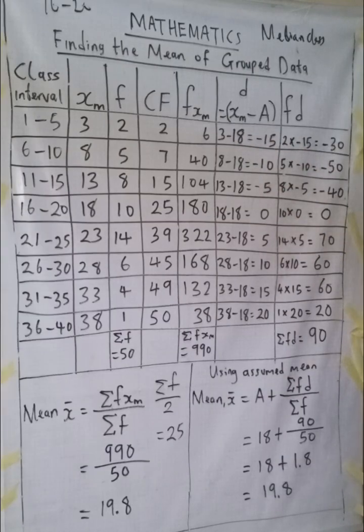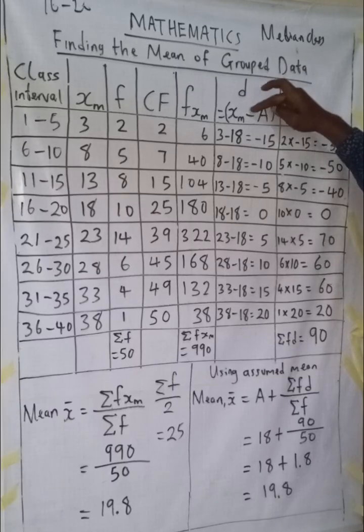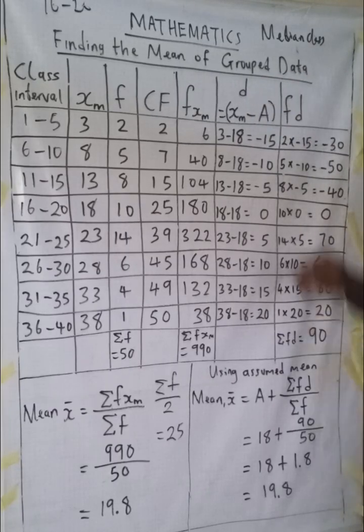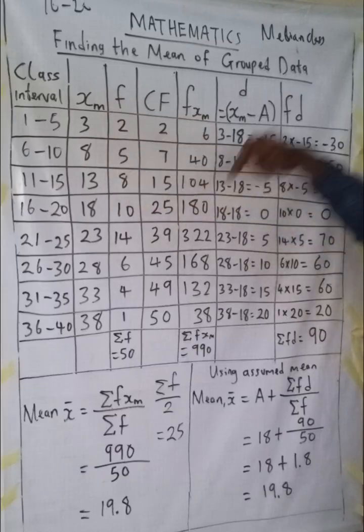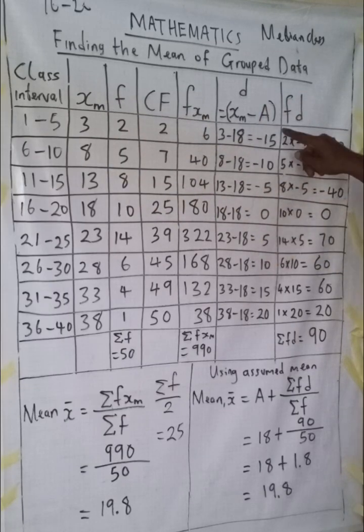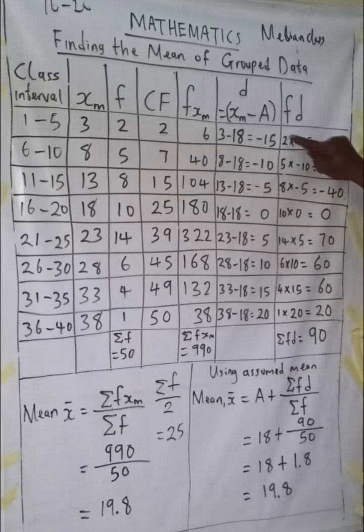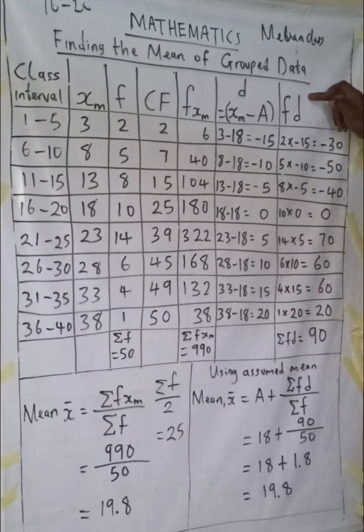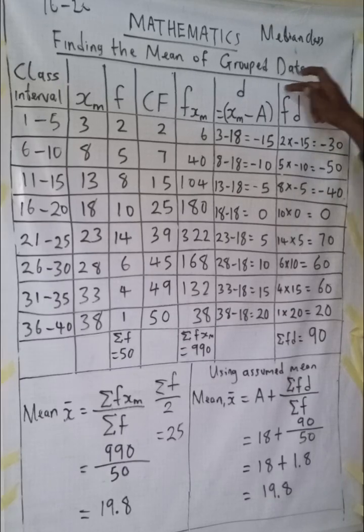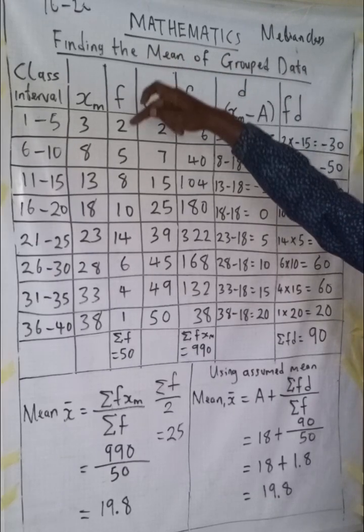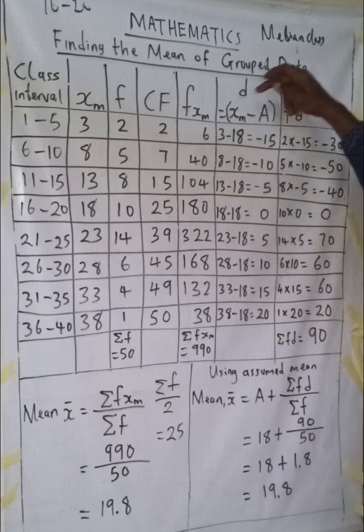So the value of D will be class mark minus assumed mean. So each of the class marks, each of them minus the assumed mean, that will give us this. So here we have our D. So all we have here are our D. So we know D, so we can find FD. FD simply means F times D. So F is 2, 5, 8. This is D.